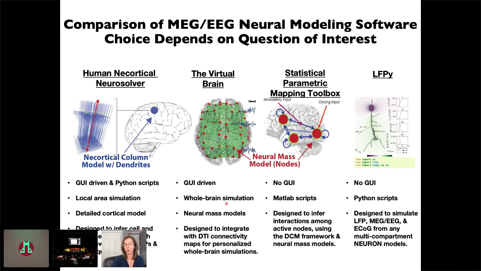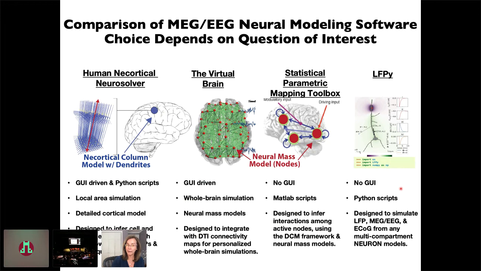And this is, again, GUI-driven software. SPM is developed in MATLAB, and there are MATLAB scripts. Again, it's designed to infer interactions among some predefined number of active nodes using the DCM inverse framework and neural mass models.